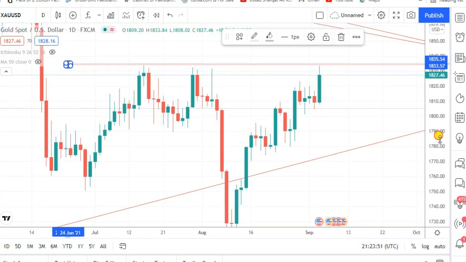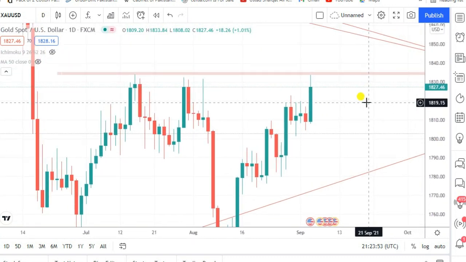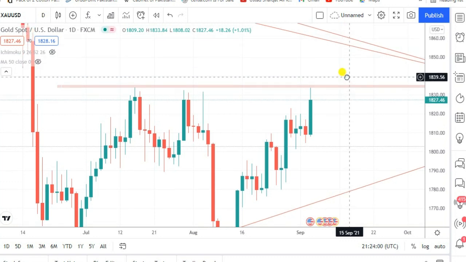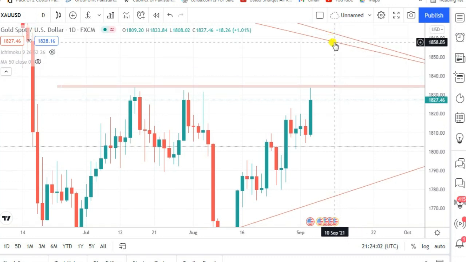This was the area 1833. If the market tries to break at least 1835, then you guys have to look for a buy trade, and your buy targets would be at least 1850. Whenever the market breaks this area, your targets would be at least 1850.